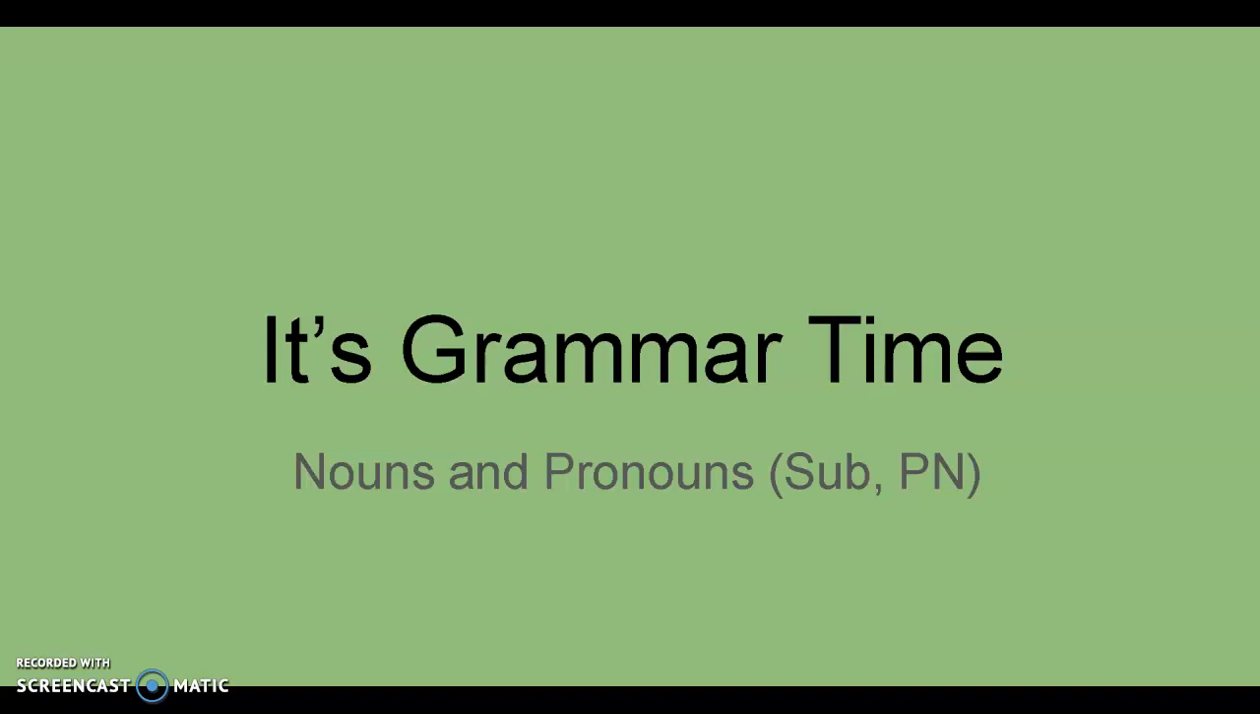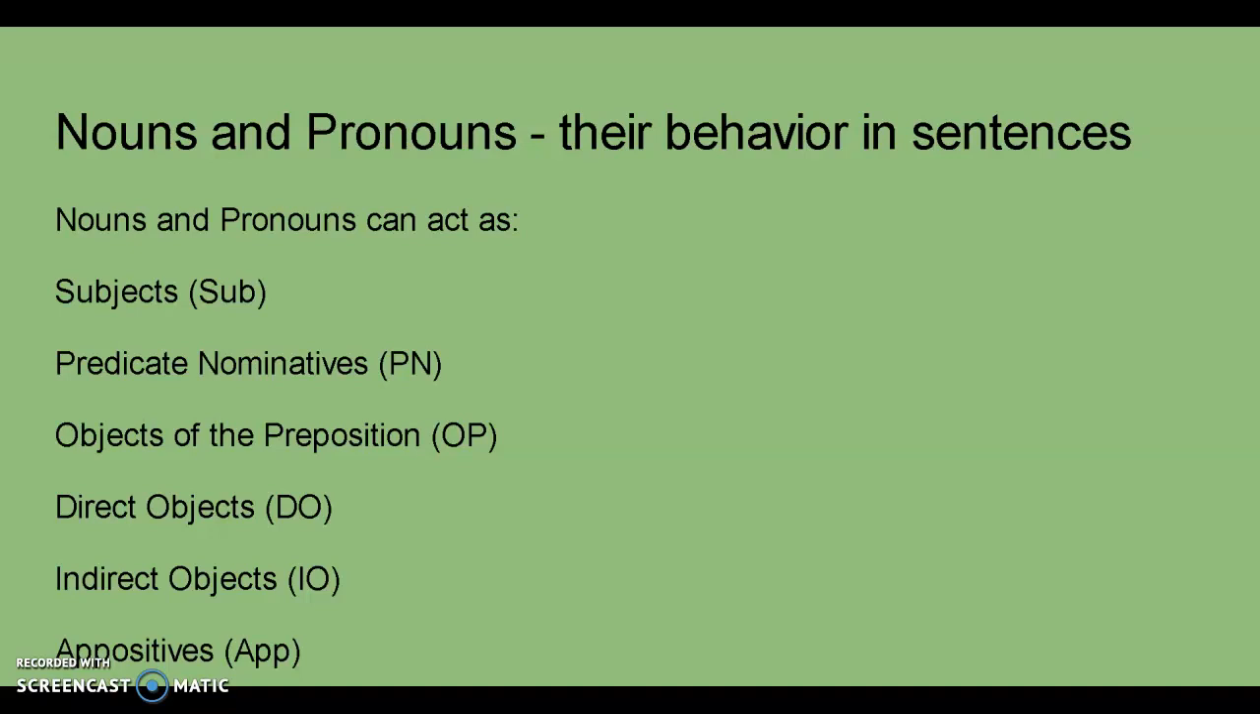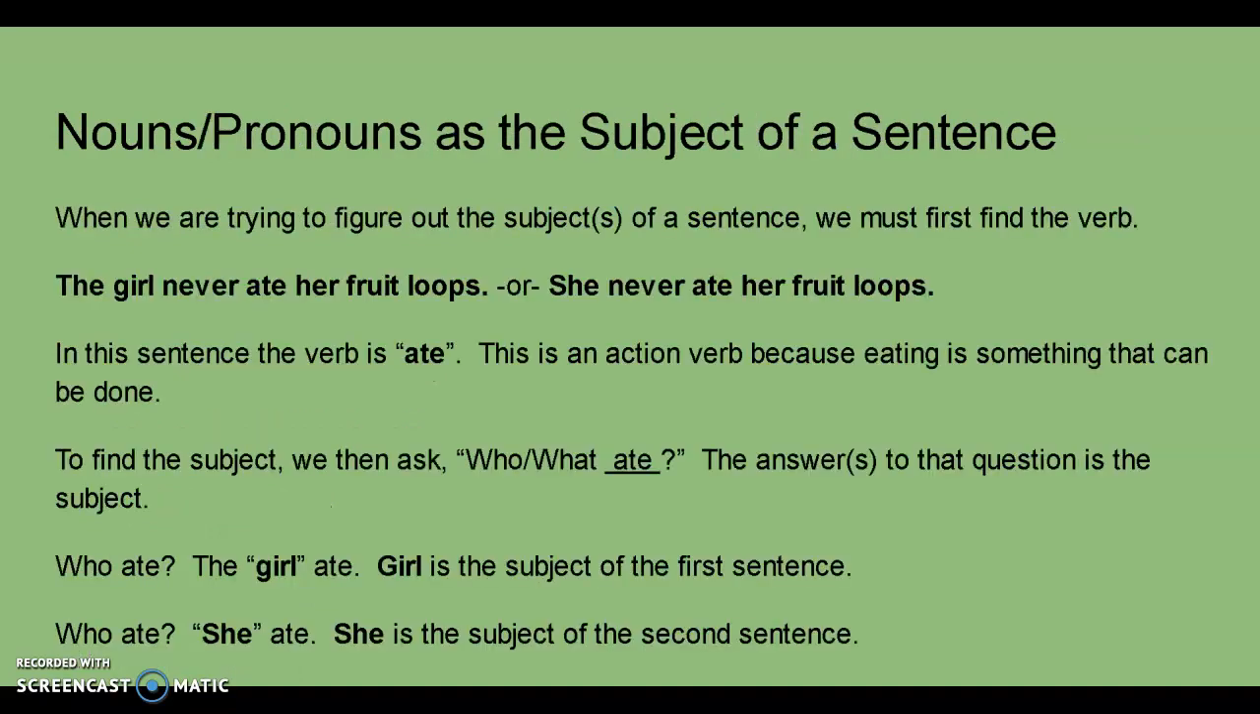It's grammar time. Nouns and pronouns acting as subjects and predicate nominatives. Nouns and pronouns can behave in different ways in their sentences. For example, they can act as subjects, predicate nominatives, objects of the preposition, direct objects, indirect objects, and appositives. In this video, we're going to talk only about nouns and pronouns acting as subjects and predicate nominatives.